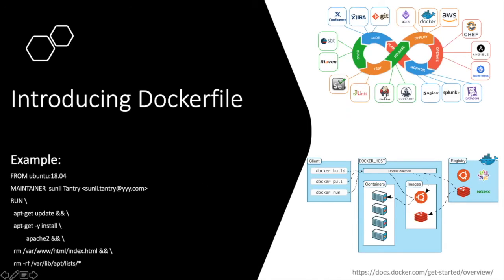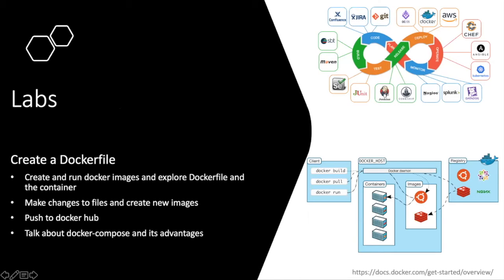All right, so let's quickly head on. Cool. So we are in the labs section. What are we going to do in this lab? Of course, this is just one example. I'll show you a couple of examples in the lab. But what we're going to do is we'll create a Docker file. We'll run Docker images and explore a Docker file and see what the container does. We'll make changes to the files, which is the Docker file in this case, create new images. We'll push it to Docker Hub. And we'll also talk about Docker Compose, list its advantages, which we have done sort of, but we'll talk a little bit more about Docker Compose and see how it can help us.